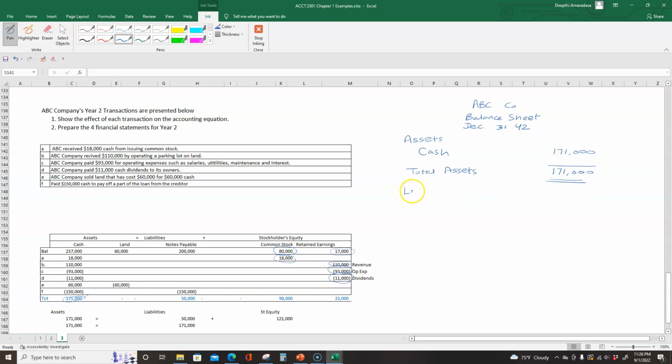Next, we list our liabilities. We only have one liability, notes payable, and the balance on December 31st is $50,000. So let's go ahead and put that. And that's the only liability we have. So next section is stockholders' equity.